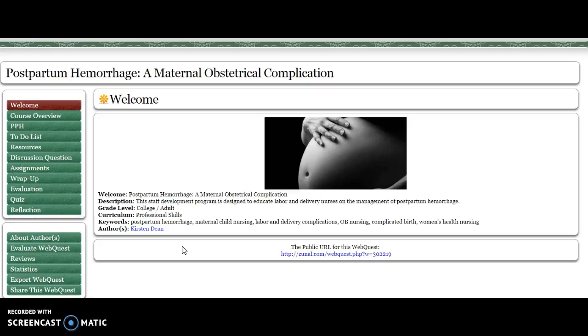First, it says that the instructional problem can be corrected with education. The problem, as stated in the title, is postpartum hemorrhage, a maternal obstetrical complication, and that's going to be for the OB nurses. When there is a complicated birth, this is something that these nurses will certainly need and be best prepared for with a unit of instruction such as this one.